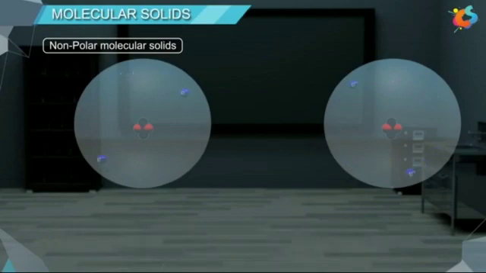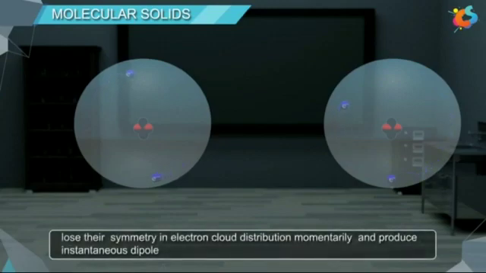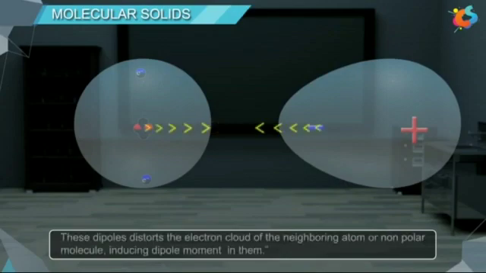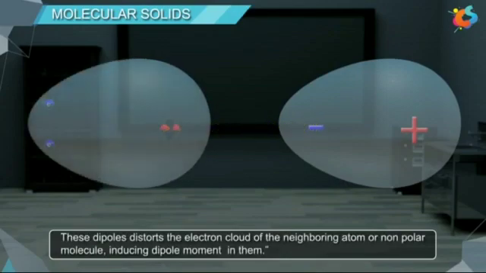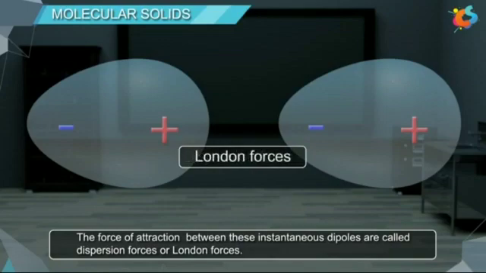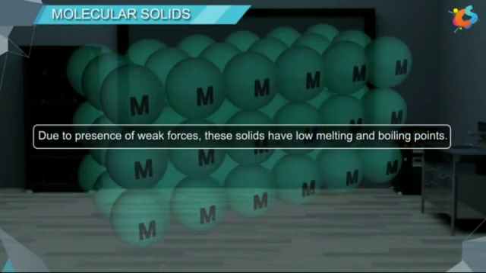Sometimes these atoms and nonpolar molecules lose their symmetry in electron cloud distribution for a shorter time and produce instantaneous dipoles. These dipoles distort the electron cloud of the neighboring atom or nonpolar molecule, inducing dipole moment in them. Now, the electrostatic force of attraction between these instantaneous dipoles is called dispersion forces or London forces. Due to the presence of weak forces, these solids have low melting point and boiling point.